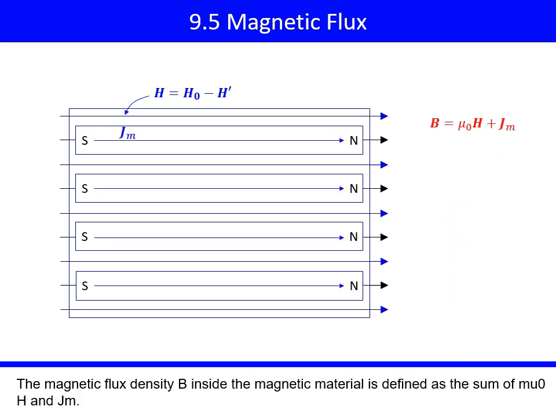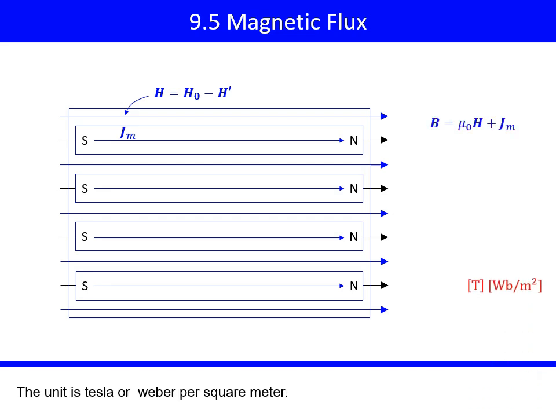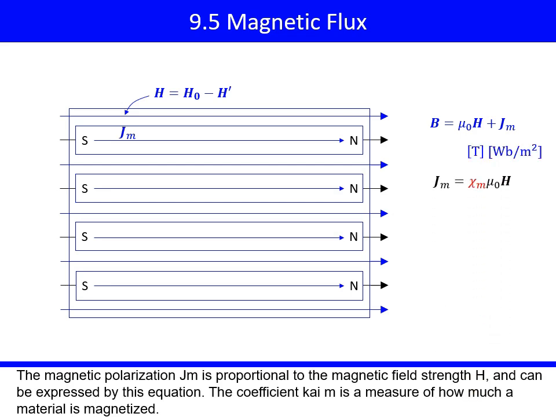The magnetic flux density B inside the magnetic material is defined as the sum of μ0H and Jm. The unit is Tesla or Weber per square meter. The magnetic polarization Jm is proportional to the magnetic field strength H, and can be expressed by this equation.